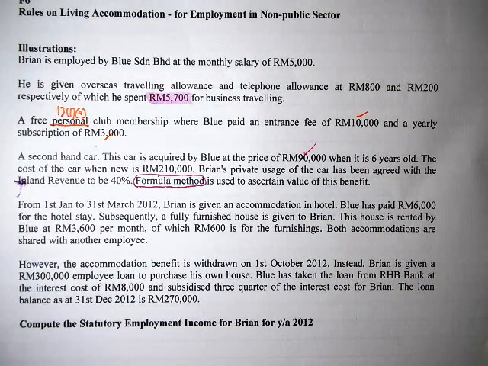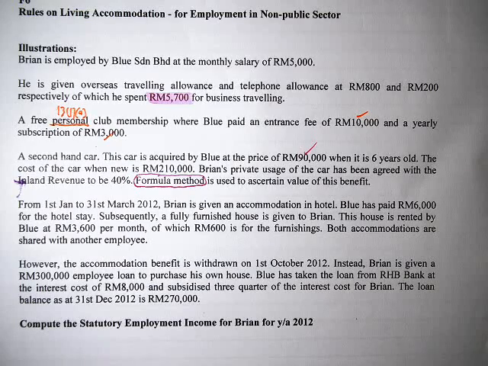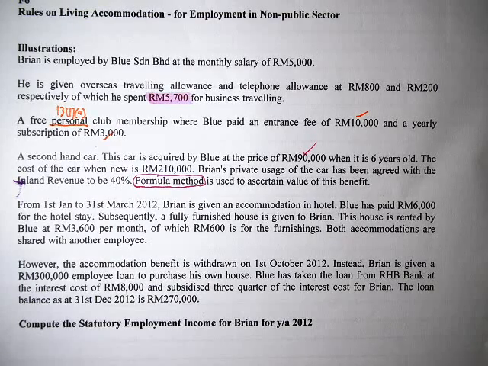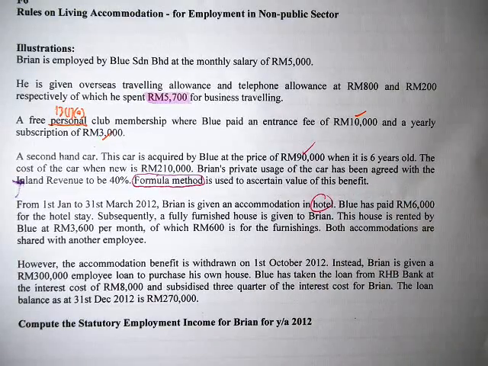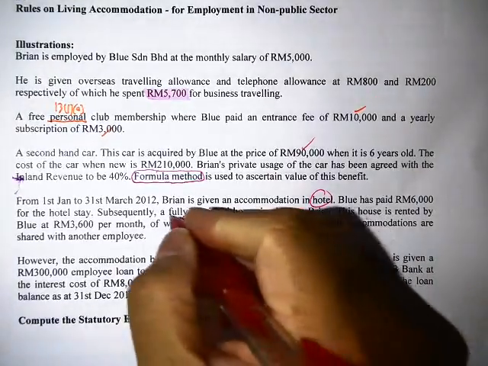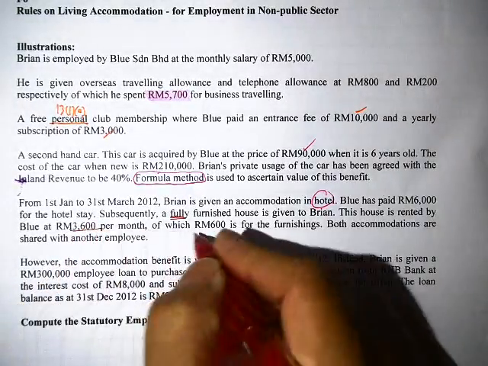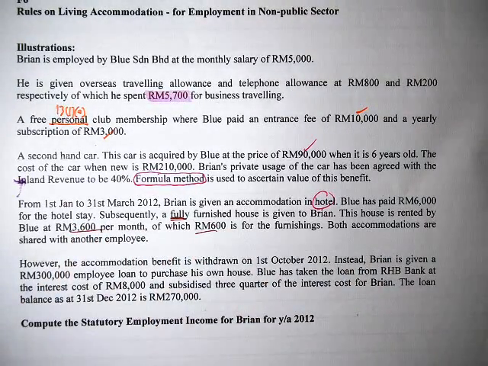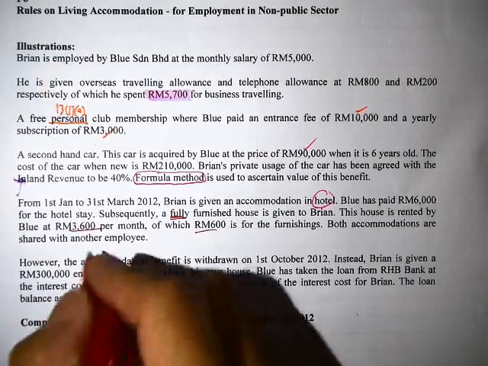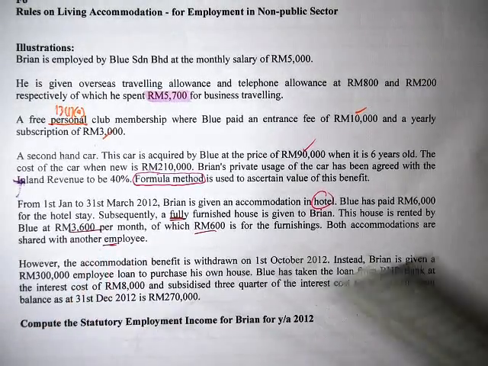Right, from 1st January to 31st March 2012, Brian is given accommodation in a hotel. So hotel for the first 3 months. And Blue has paid 6,000 for the hotel stay, and subsequently a fully furnished house is given. So it's fully furnished, and this is where the benefit comes in. The house is rented by Blue at 3,600 per month, of which 600 is for furnishing. So the house alone is 3,000. Now both accommodations are shared with another worker. So this is the sharing element.